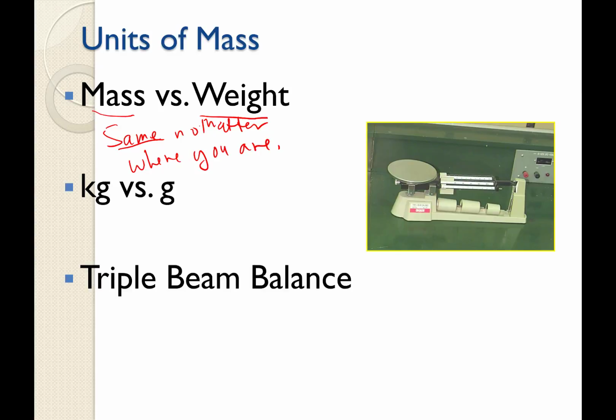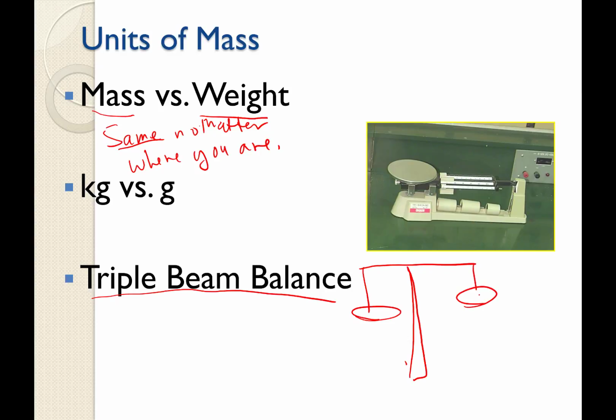Kilogram versus gram. We already know that a kilogram is 1,000 grams. And then to measure mass, you use the triple beam balance. Essentially, a triple beam balance is very similar to the old scale, like the one you see on a courthouse, that would have something over here and something over here. So you'd put your object in here, say a little box, and then over here you put little masses that you know exactly what their mass is, and once they balance out, that would determine what the mass of this is.